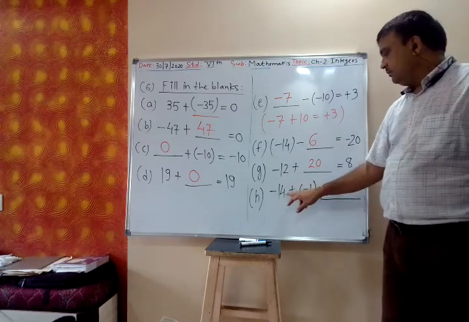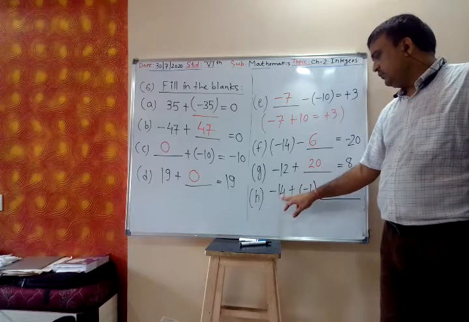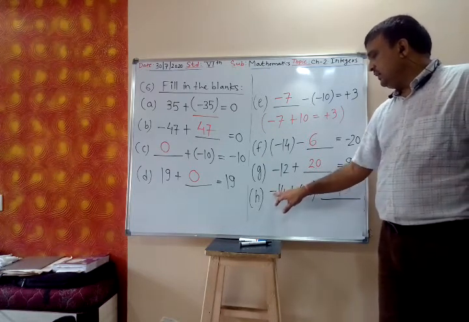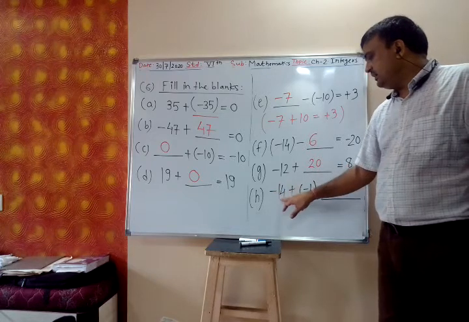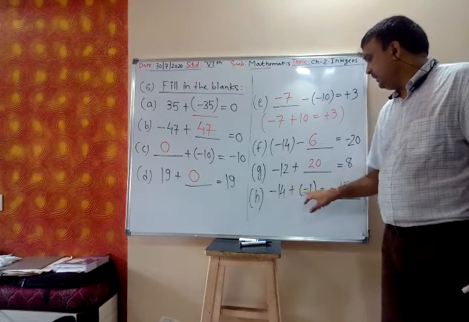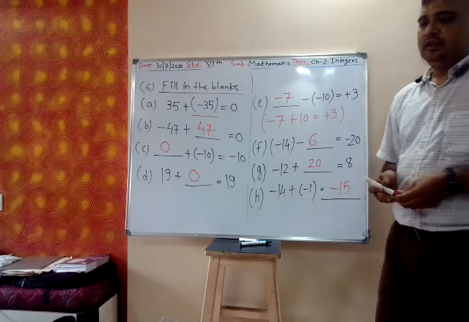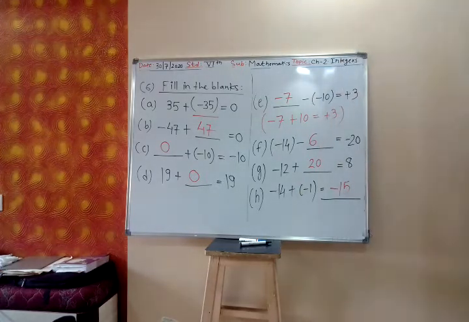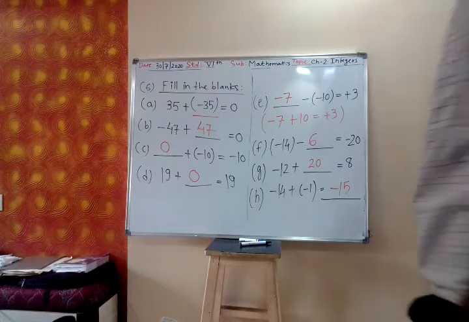Because minus 14 has a minus sign and 1 has a minus sign. Whenever you have the same minus sign, you have to add the numbers. 14 plus 1 is 15, and take the common sign, minus as minus.